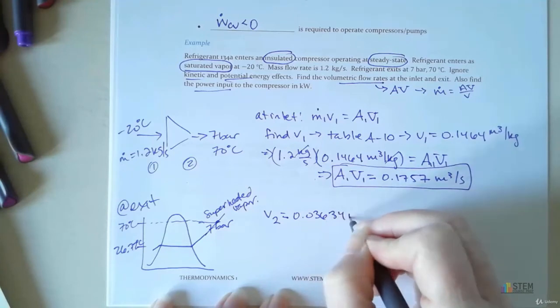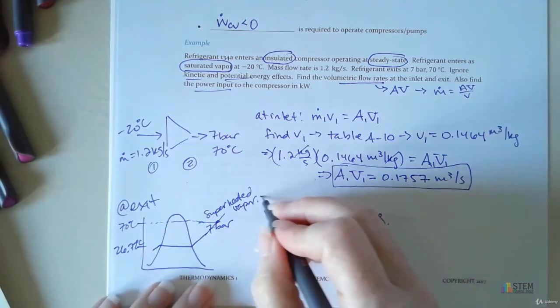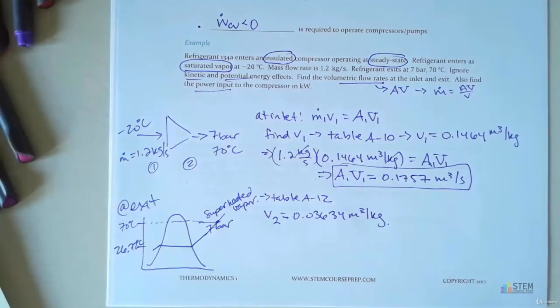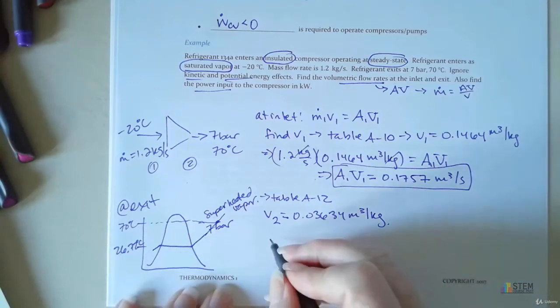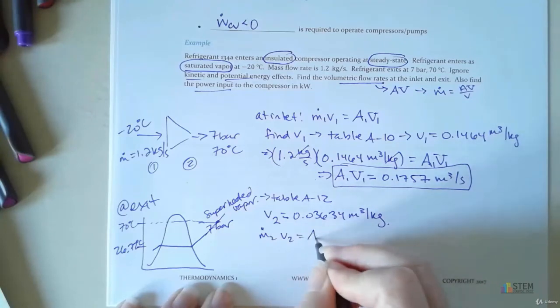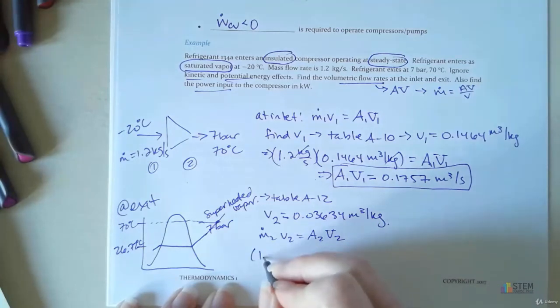Let's write that number down. This is cubic meters per kilogram. And that was from table A12, if you're following along with the same tables that I have. Now we're going to use that same equation that we started with up in this part when we did the inlet. Now let's do M2 dot times V2 equals A2 V2. Just need to plug in your numbers.